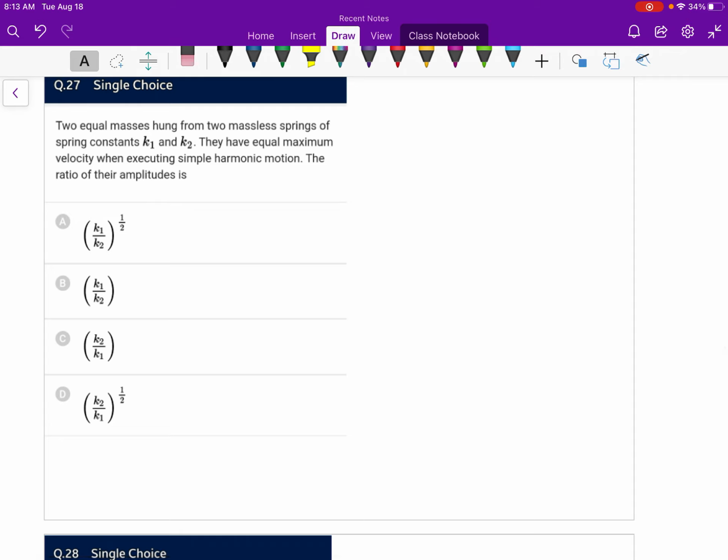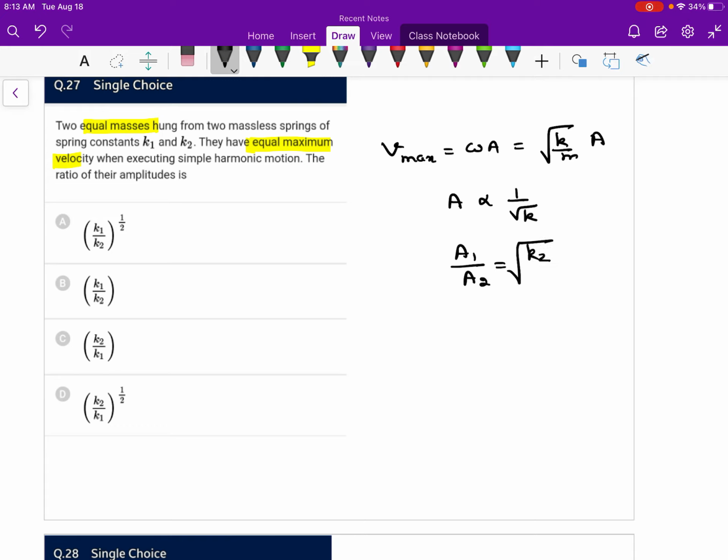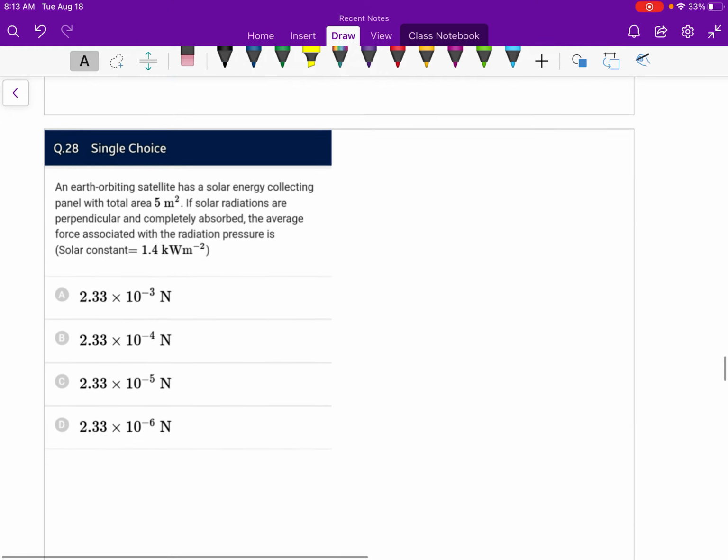Two equal masses have equal maximum velocity. With equal masses, spring constants k1 and k2, we are to find the ratio of their amplitudes. So Vmax is omega A, that is root k by m into A. Now m is the same, Vmax is the same, so A is proportional to 1 upon root k. So A1 upon A2 is under root k2 upon k1. So D is the correct option.